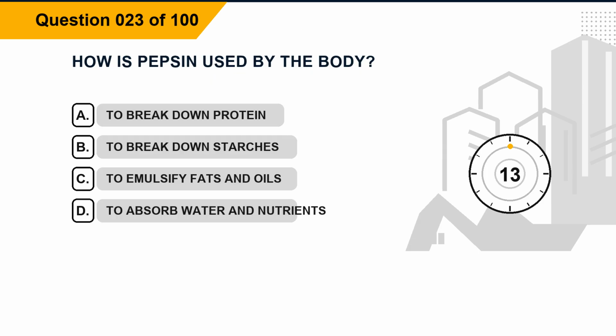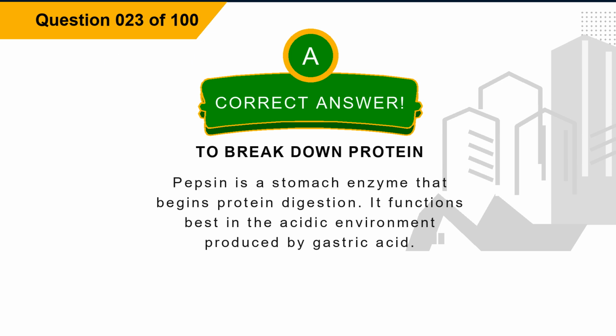Question 23. How is pepsin used by the body? Option A, to break down protein. Option B, to break down starches. Option C, to emulsify fats and oils. Option D, to absorb water and nutrients. The correct answer is option A, to break down protein. Explanation: pepsin is a stomach enzyme that begins protein digestion. It functions best in the acidic environment produced by gastric acid.